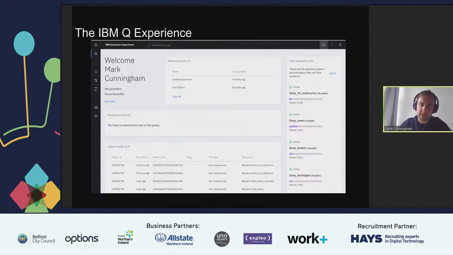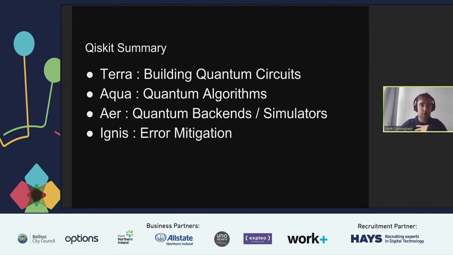So, a summary of Qiskit: there's 4 elements to it. There's Terra, which allows you to actually build quantum circuits. There's Aqua, which is the quantum algorithm library. There's Aer, which is the backends, real quantum computers and configuring simulators on your machine. And then there's Ignis, which is error mitigation, because quantum computers at the minute make a lot of mistakes.